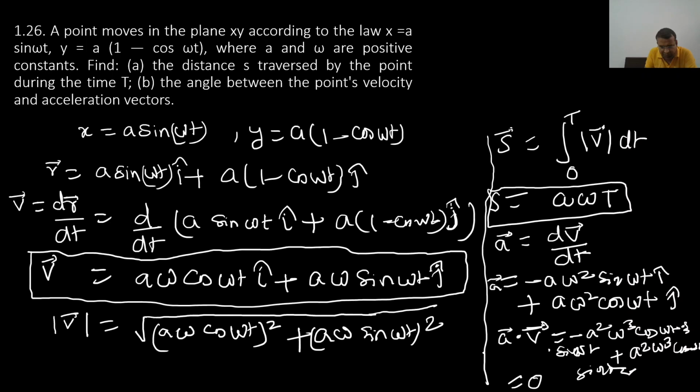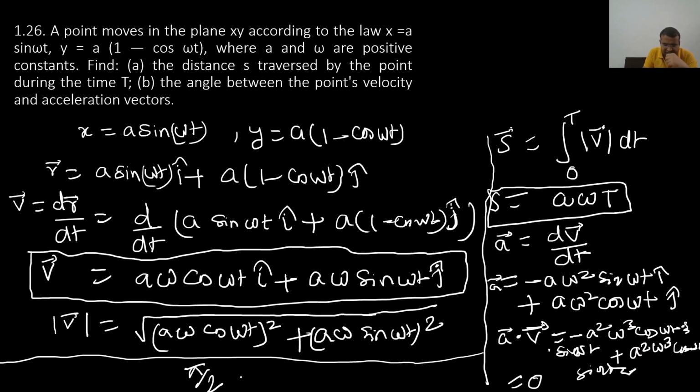And if the dot product of two vectors is 0, it means the angle must be pi by 2, since cos 90 is equal to 0. So we must be clear that the angle between the acceleration vector and the velocity vector of this point, which follows the law x equals a sin omega t and y equals a into 1 minus cos omega t, is 90 degrees, that is pi by 2 radians. Okay, thank you.